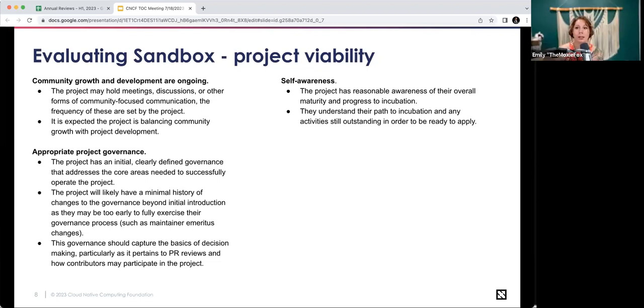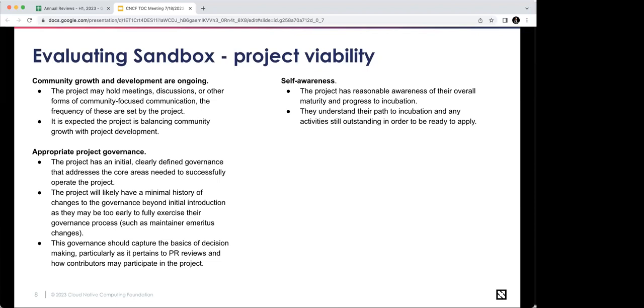Yep. Kathy? Yes, hi. I think for the community growth, we may also want to look at whether there's any contributor growth or any maintainer growth. Because sometimes a project has maintainers from only one company. So we may want to look for that too. Yep.